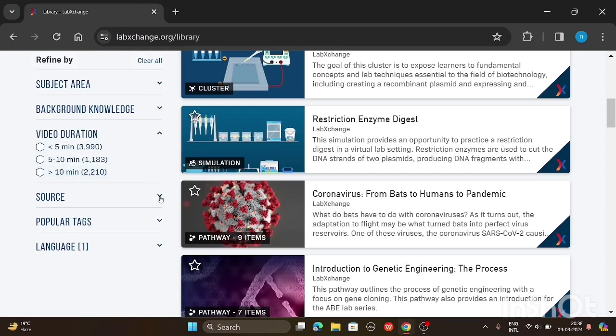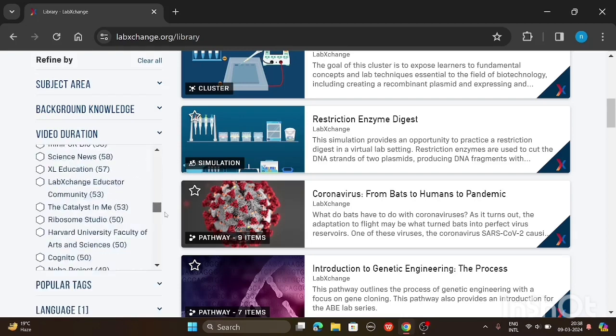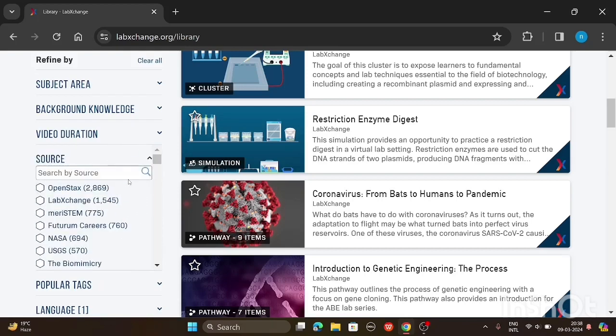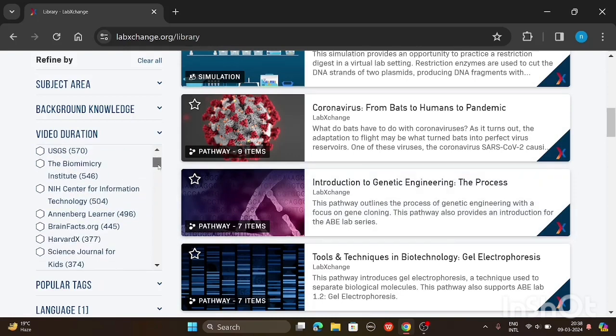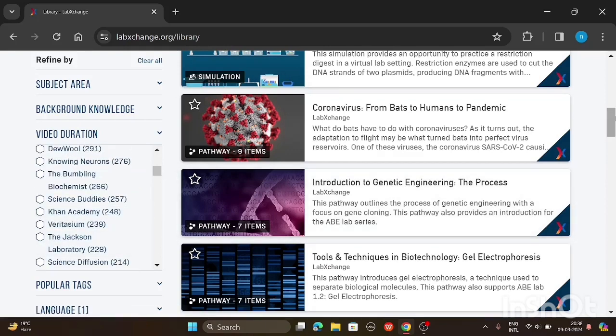And then for video, you can sort or filter by video duration. Then source, you can see all the contributors here. You can see that OpenStax has contributed the most. Then LabXchange itself, Meristem, Futurum Careers, NASA, NIH, Harvard, Khan Academy. So you can see all these.